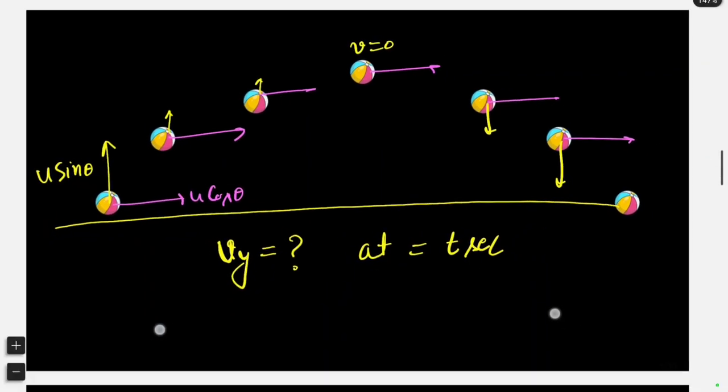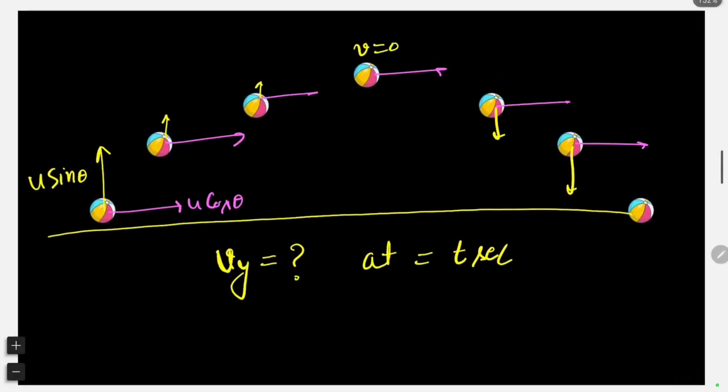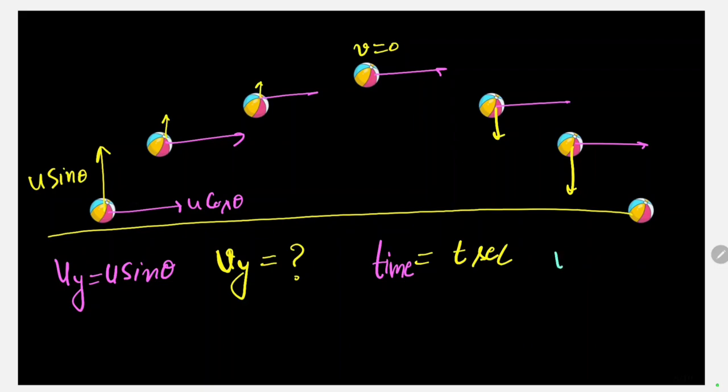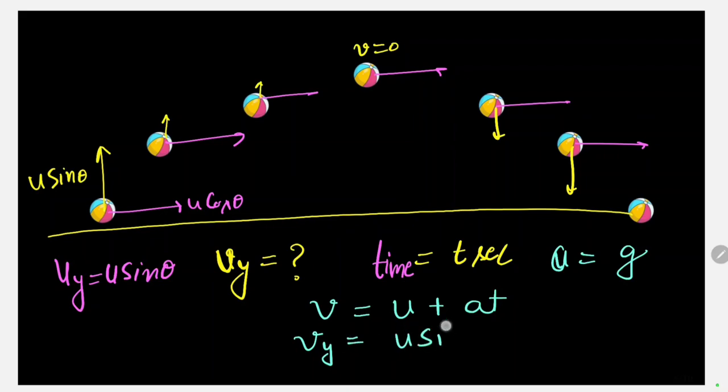Here we are finding out what the velocity in the y-axis is after a time t seconds. Not at, after a time t seconds. So time is given as t seconds. The initial velocity in y I know is u sine theta. I want to find out vy, and I know the acceleration is g, so I can simply use the first equation of motion, v equals u plus at. So I get the final velocity in y as u sine theta, and instead I'm going to write minus g, so minus gt. So this is the expression.